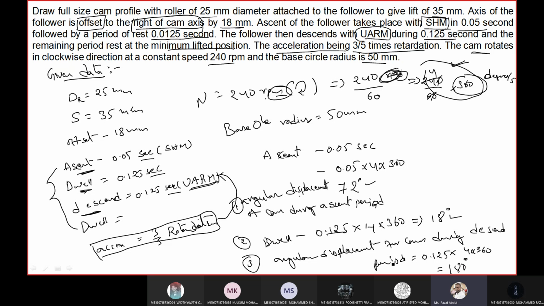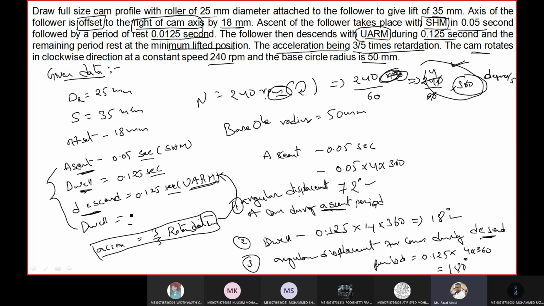So this is nothing but return period. Descent is nothing but return period. Ascent is nothing but a rising period. This is a descent, nothing but falling period. This is the dwell period. So actually we have 4 periods. Here we don't know this period value.